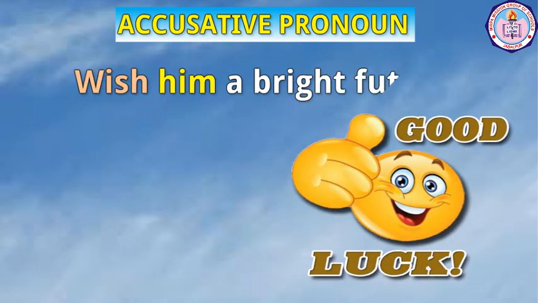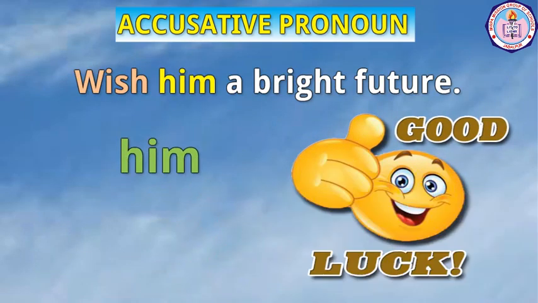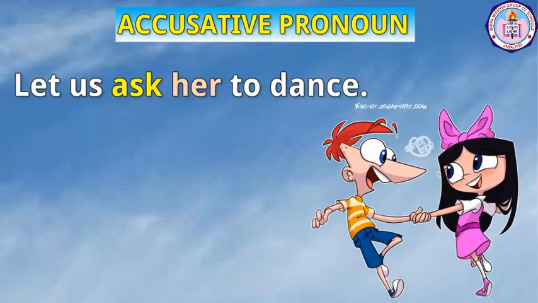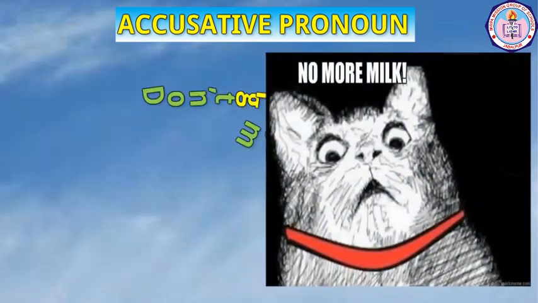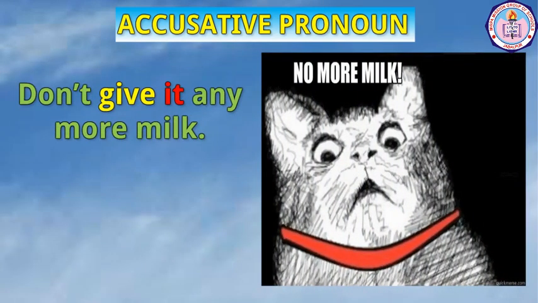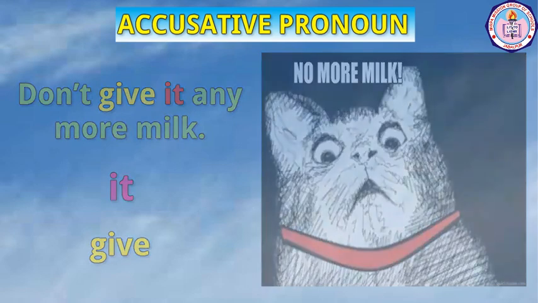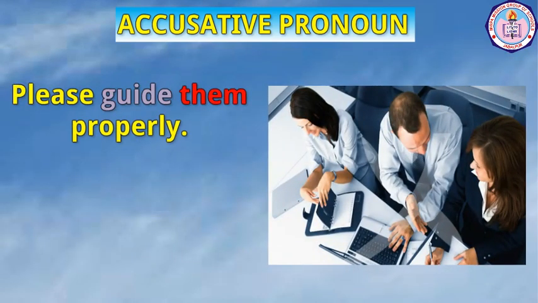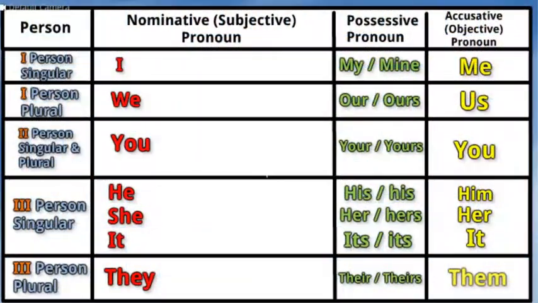Wish him a bright future. Here, him is the object of the verb wish. Let us ask her to dance. Here, her is the object of ask. Don't give it any more milk. Here, it is the object of give. Please guide them properly. Here, them is the object of guide. Before going to the next topic, let us have a look at the chart again.